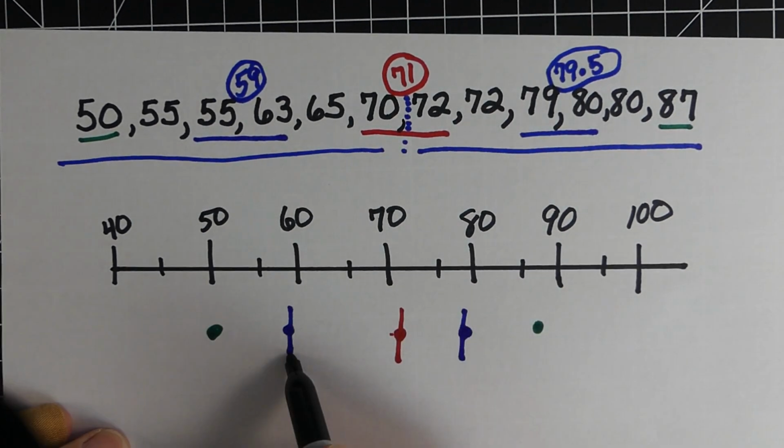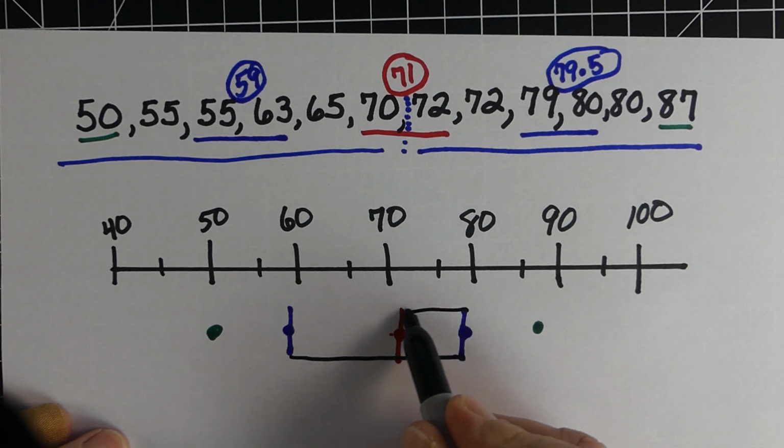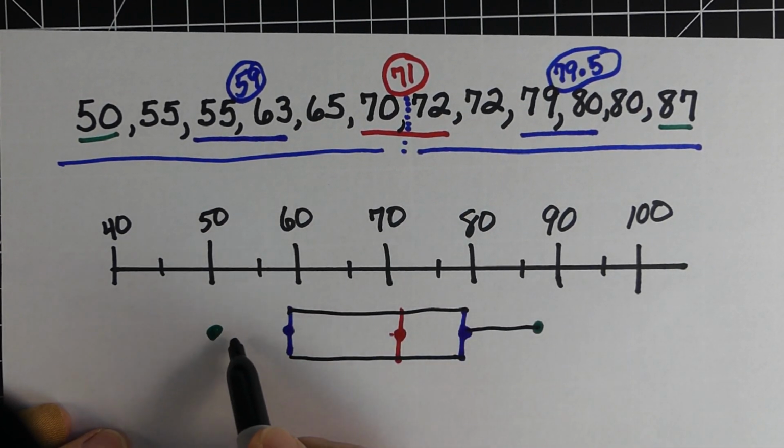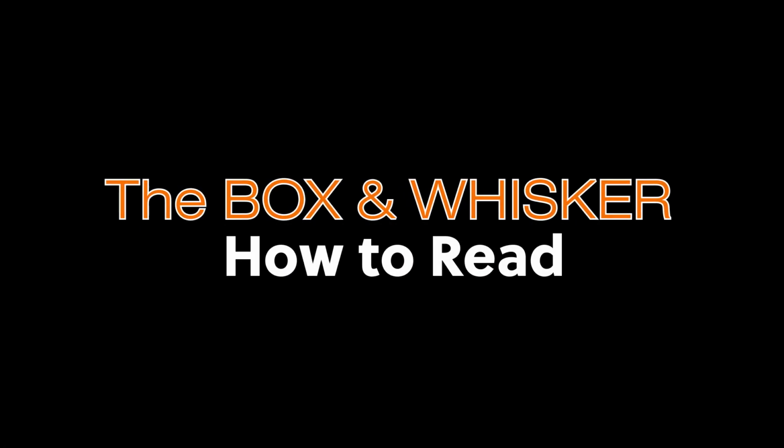Obviously, we're just estimating the best we can. Put the top and bottom on the box. Connect the extremes with the box. And there's our box and whisker.